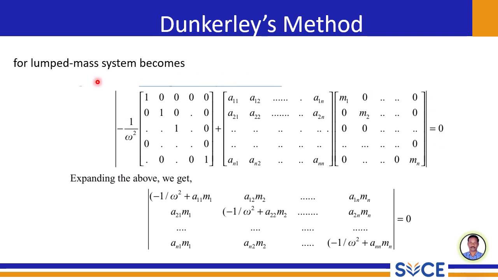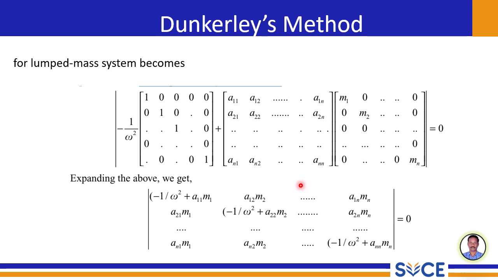We get this form, as shown here. Multiplying the identity matrix by 1 by omega square and adding it to the product of the flexibility matrix and the diagonal mass matrix, after the mass and flexibility matrix multiplication, we expand this determinant. We arrive at the equation that is given below.